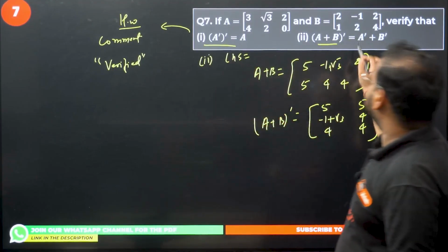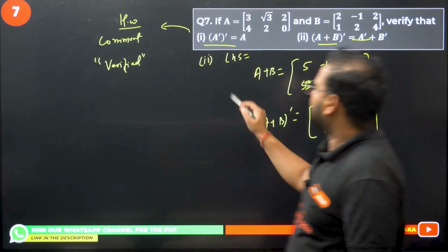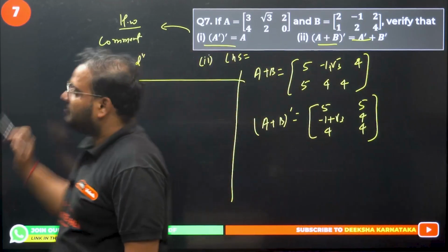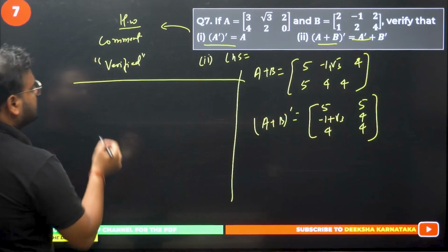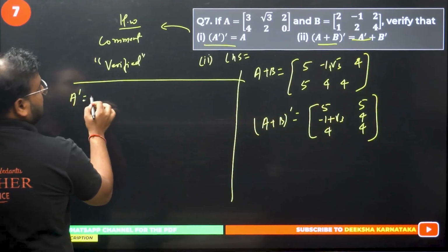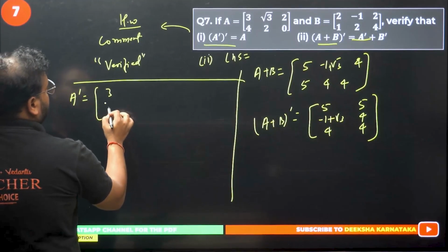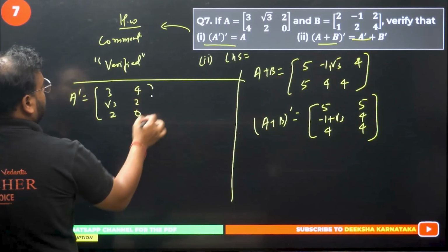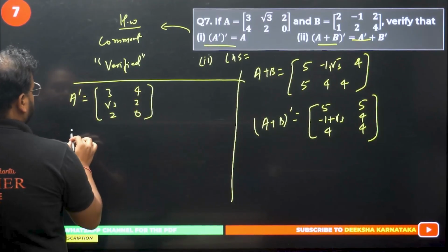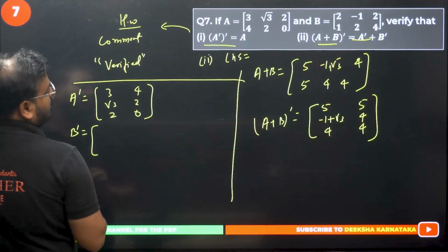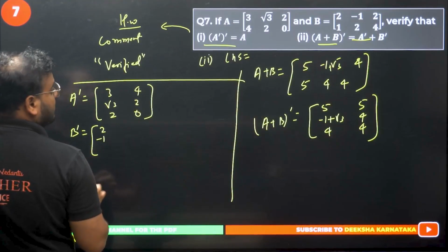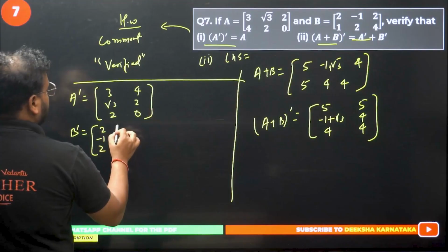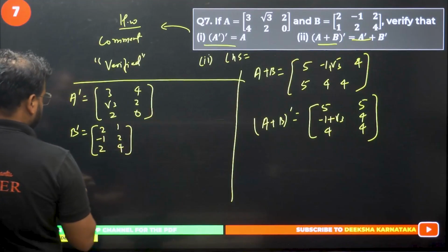Let's find the RHS side. Find A transpose first. Let's try. So I get A transpose as 3, root 3, 2, 4, 2, 0, making row as column. B transpose will be what? 2, minus 1, 2 and 1, 2 and 4. Now you add these two.